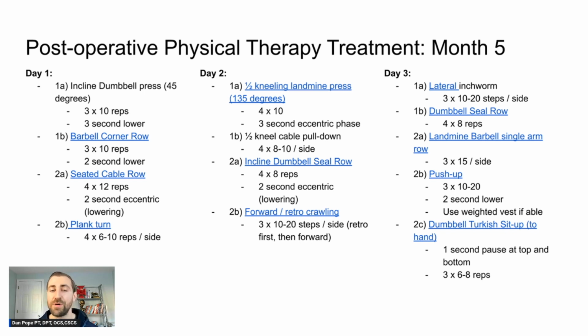We have incline dumbbell seal rows, and we have forward and backwards crawling. So we're just increasing the challenge of our plank plus and shoulder tap exercise variations because eventually we want to be able to do handstand walking, right? So I'm thinking, how do we progress back to all those movements and how do we kind of dose things from easy exercises to hard exercises? On day 3, we have a lateral inchworm, dumbbell seal row, landmine barbell single arm row.